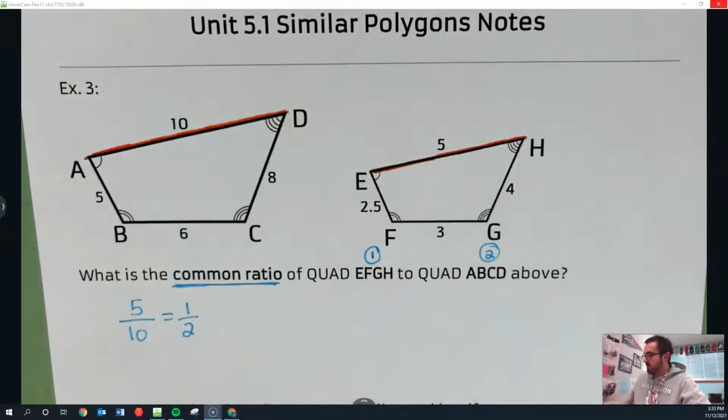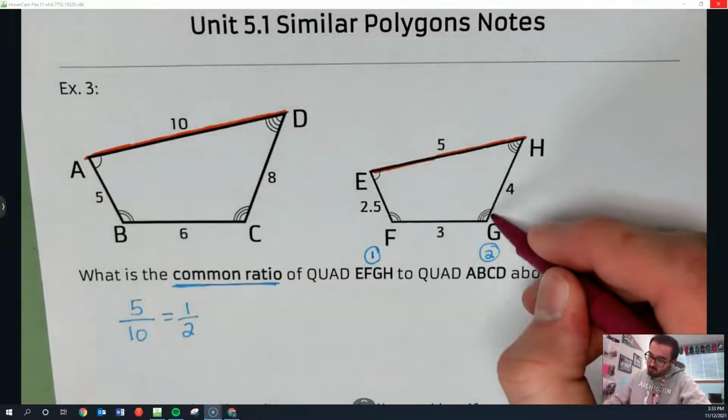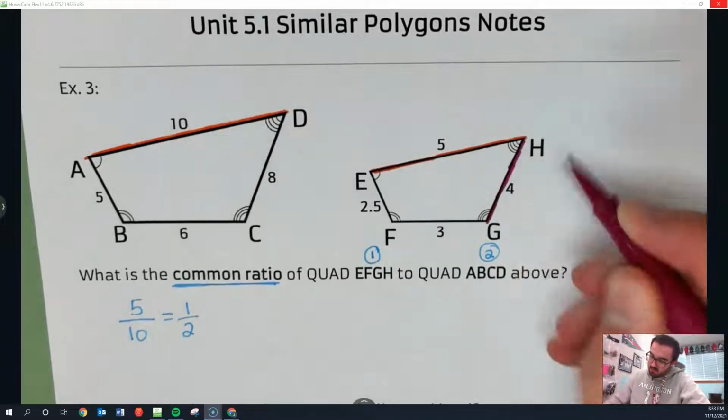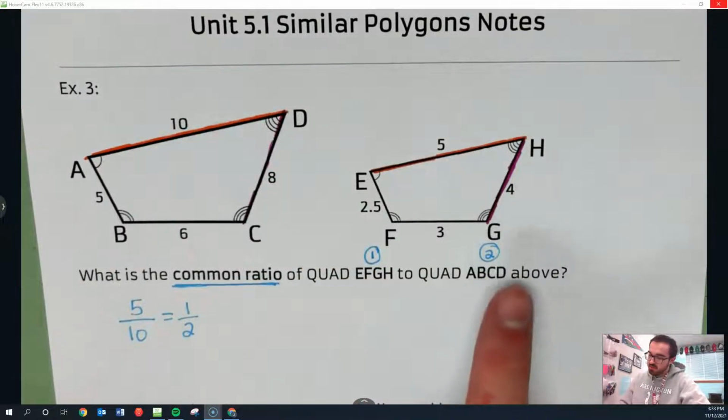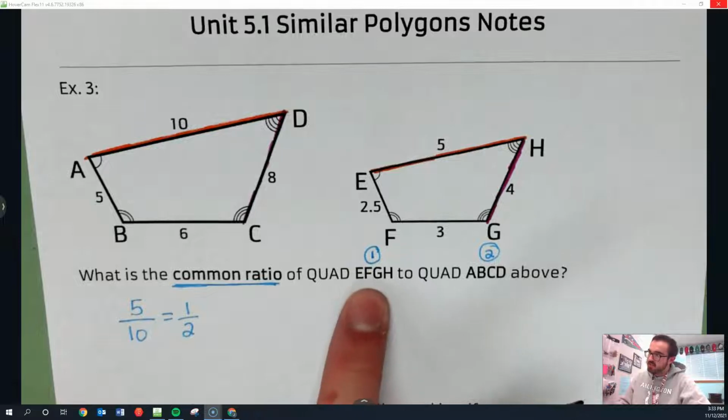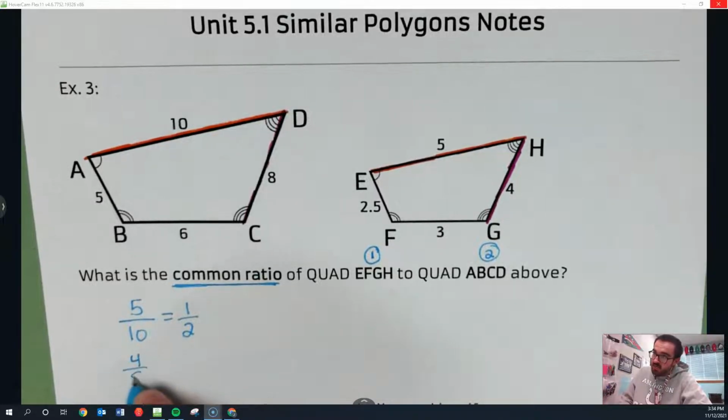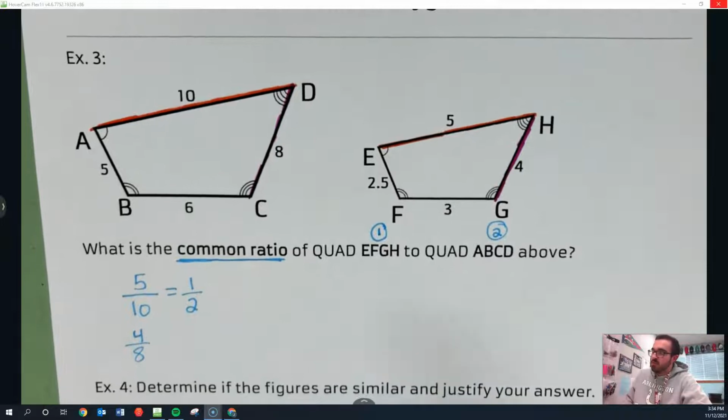Let's try a different one. In addition to 5 and 10, 4 and 8 would also match. Now notice, we have to put it in a particular order. We have to put what EFGH is first. So 4 comes first over 8. 4 over 8 would equal 1 over 2 as well. That would also reduce to that.